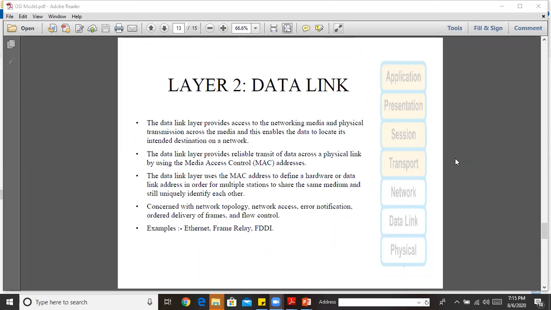The data link layer is concerned with network topology, network access, error notification, ordered delivery of frames, and flow control. Addressing is also happening here, because it's a local responsibility. An example of this is Ethernet technology. We need to know what Ethernet technology is. There are also technologies like Frame Relay. We've got so many technologies at the data link layer.